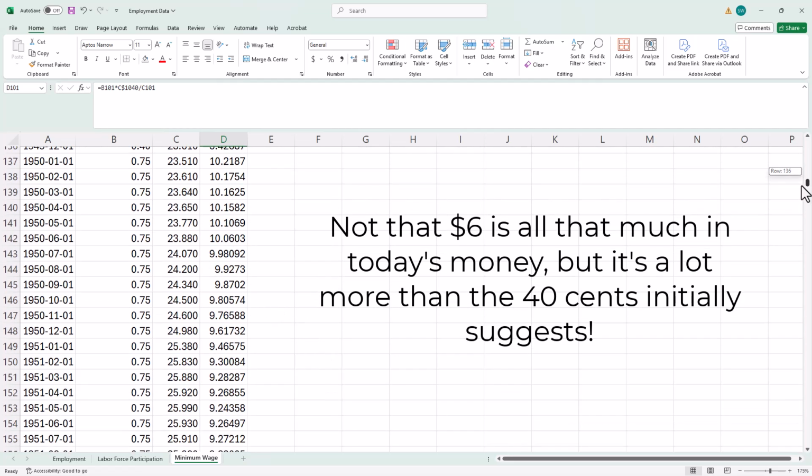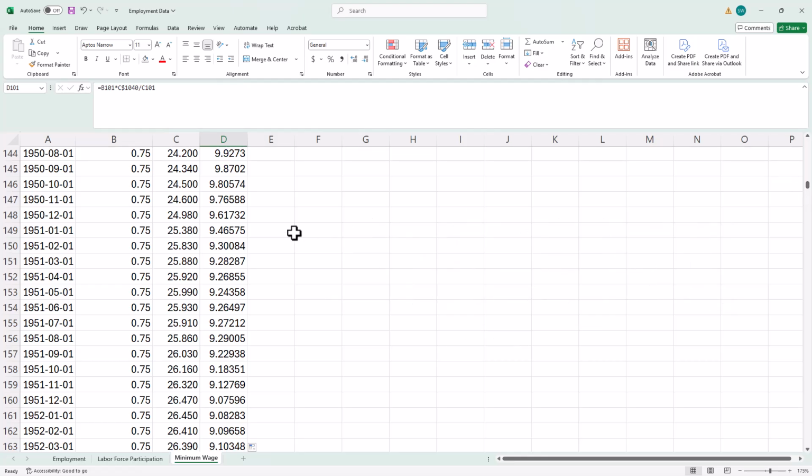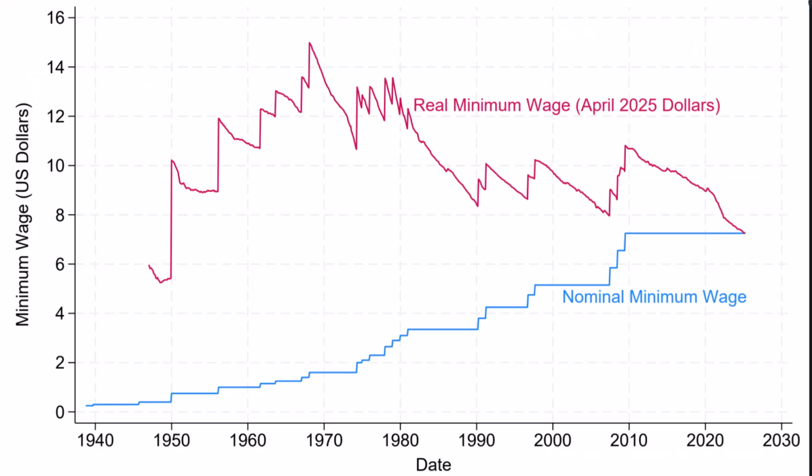We can then go through time and see how even when there were long periods where the minimum wage did not change, here it stayed 75 cents for several years, in real purchasing power terms, the minimum wage was going down. Since there's almost always inflation going on, the minimum wage staying the same actually results in a decreasing real minimum wage. I've got on screen here a graph of the data that we were just looking at.